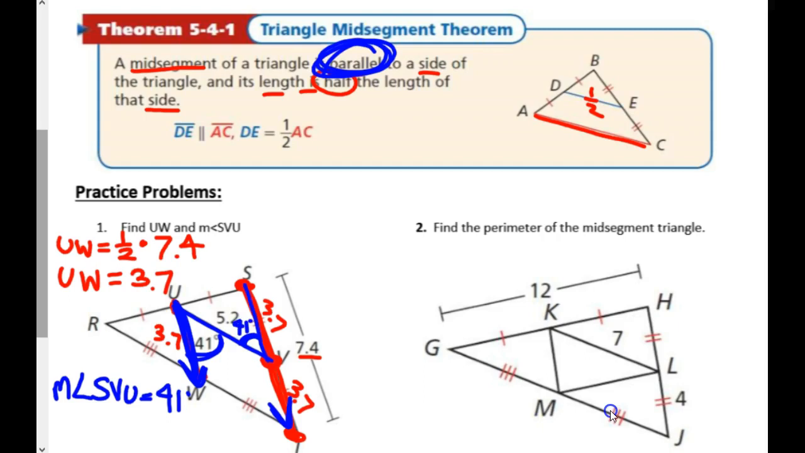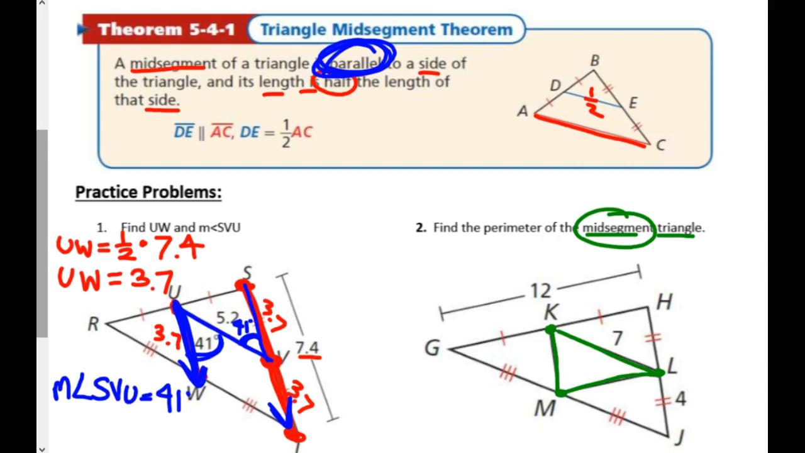So again, we're using properties of what we learned before to find the missing angle. Look at number 2. Find the perimeter of the mid-segment triangle. So give me the 3 letters of the mid-segment triangle. So I heard someone say KLM. Does anyone think the mid-segment triangle is GHJ? Okay, so GHJ is the original triangle, but that was correct. The mid-segment triangle is from the midpoint to the midpoint to the midpoint. So it is KLM.